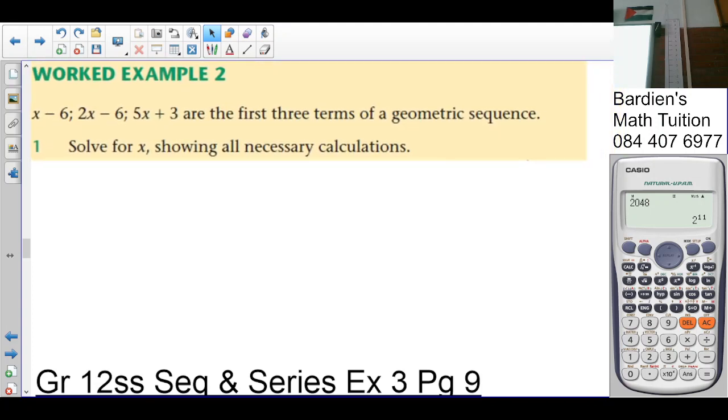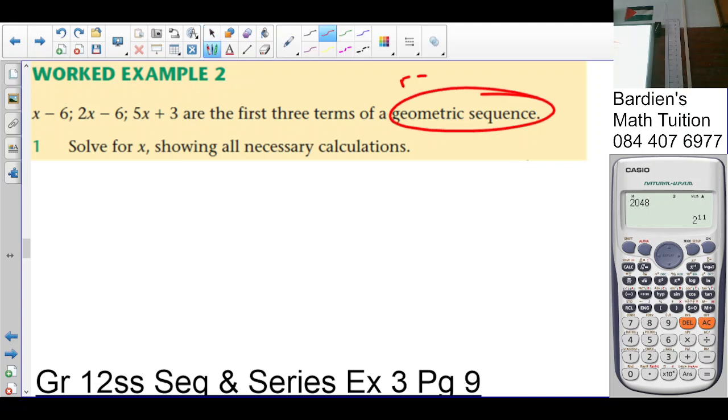We are told x minus 6, 2x minus 6, 5x plus 3 are the first 3 terms of a geometric progression. So what is exclusive to a geometric progression? It has a common ratio, which is T3 over T2 must be equal to T2 over T1. If they had told us it's an arithmetic progression, what is exclusive to it? Common difference, which is T3 minus T2 equal to T2 minus T1. So you must see what is given. Here it is a geometric sequence, so I can only use the geometric formula.